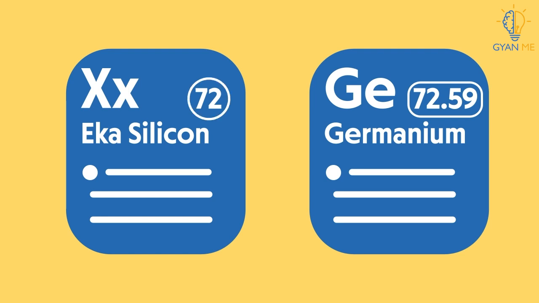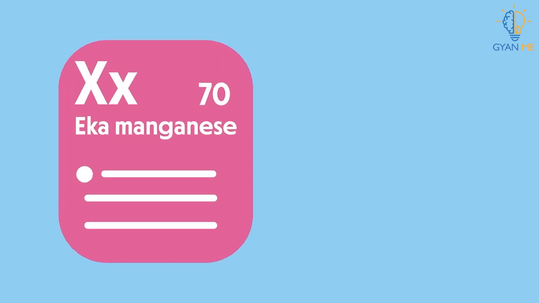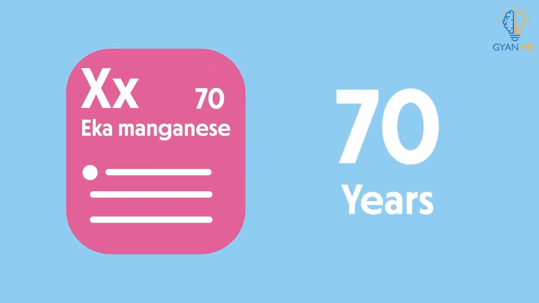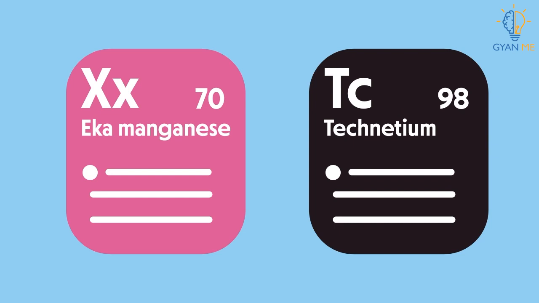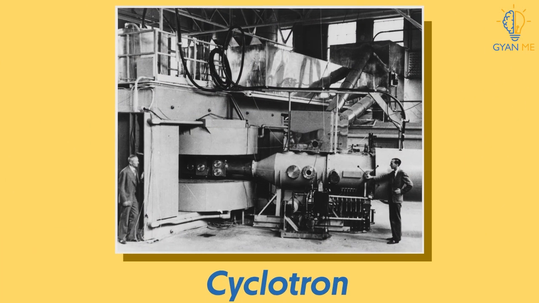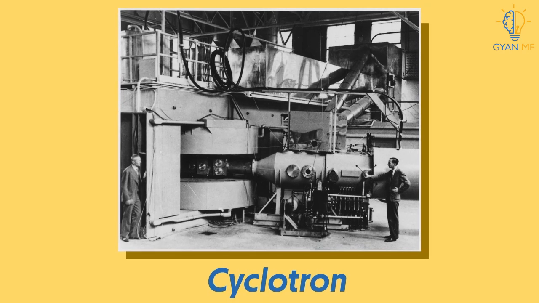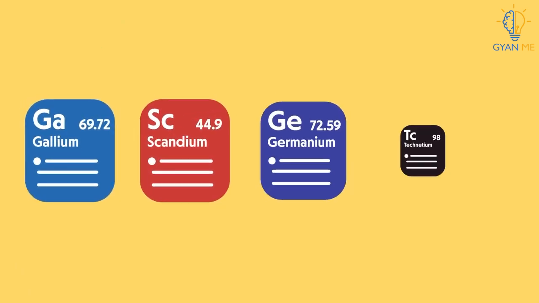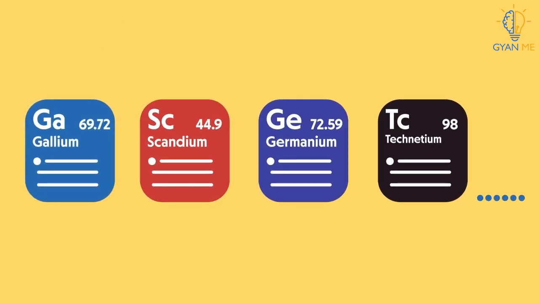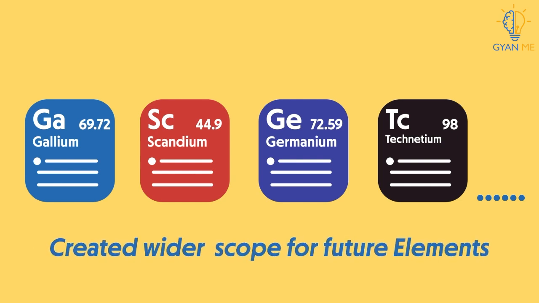Moving on, he predicted the existence of eka manganese 70 years before its discovery. It's true. This element, which we now call technetium, was so rare that it was not isolated until it was synthesized in a cyclotron in 1937. This is how Mendeleev designed a good periodic table, but also created a wider scope for future scientists to discover new elements. Let us see some more merits of Mendeleev's table.